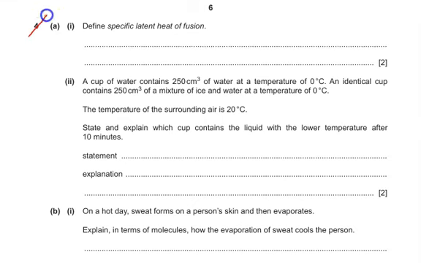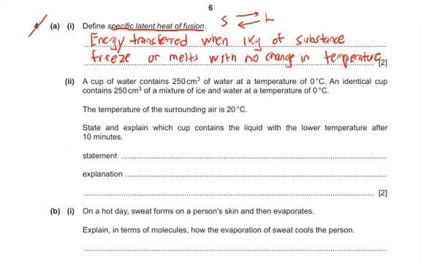Okay, for number 4, define specific latent heat of fusion. Fusion is solid to liquid and liquid to solid. It's a change of state of matter without changing the temperature. So the answer that I've suggested here is the energy transferred when 1 kg of substance freezes or melts, like solid to liquid or liquid to solid, with no change in temperature. Alright, so this is the answer for this question.